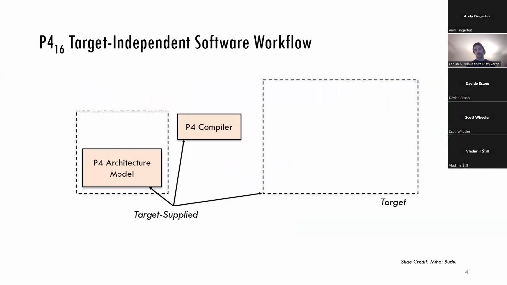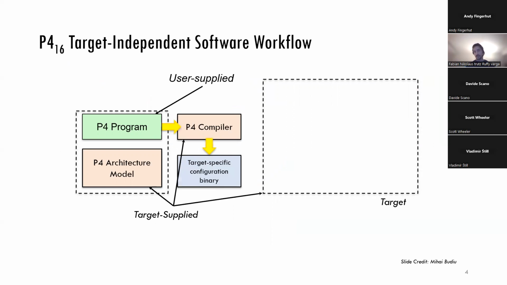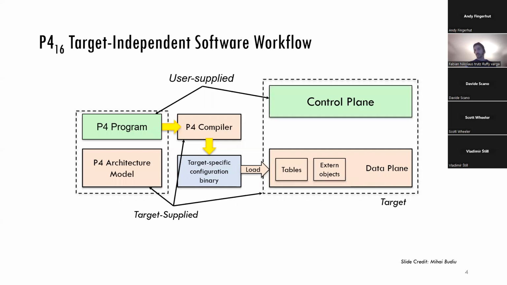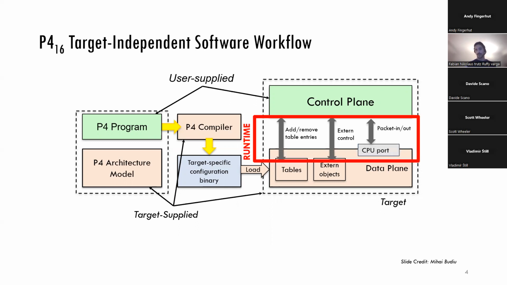Now you have this target and you want to build and run your switch. What do you usually do when you have this independent software workflow? Well, you write your P4 program, you compile it with your P4 architecture model, and then you get this target-specific configuration binary. You load this binary into your target, and that forms your target's data plane. Now, once you have this, you will also probably have some form of control plane that administers your target. And using this control plane that's user supplied, you can develop a runtime that helps you configure your target live during running, and you can also just configure it in general.